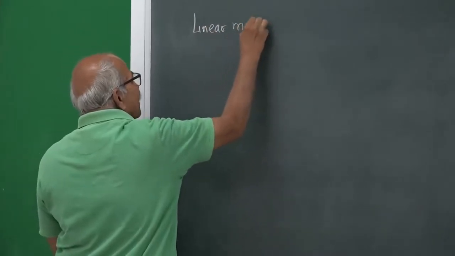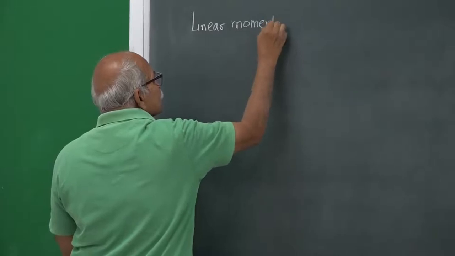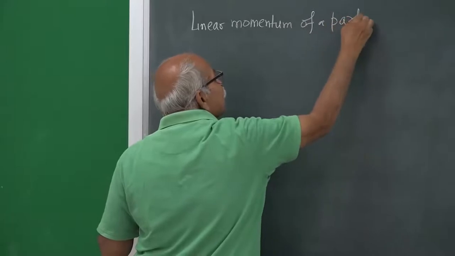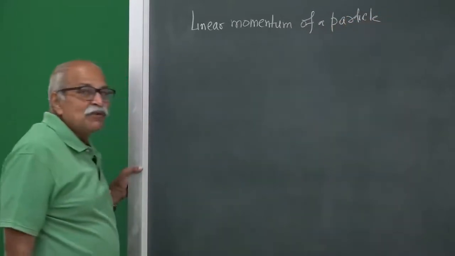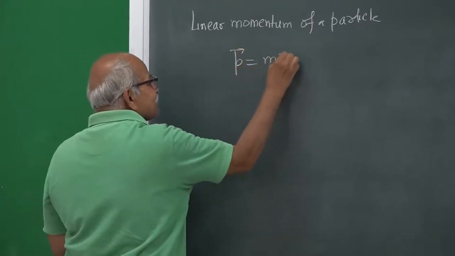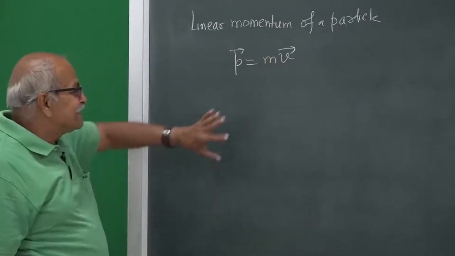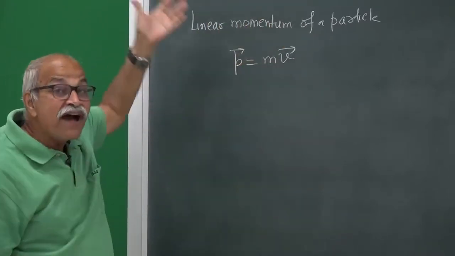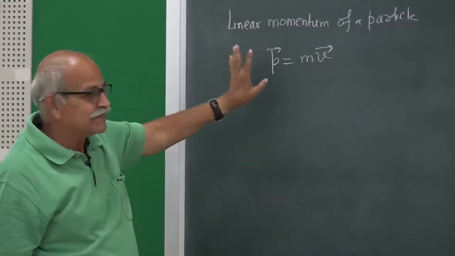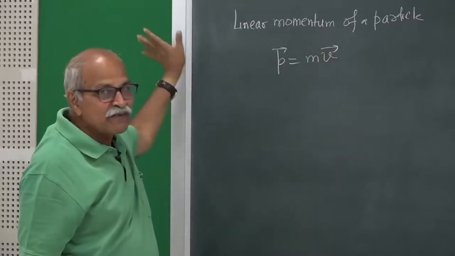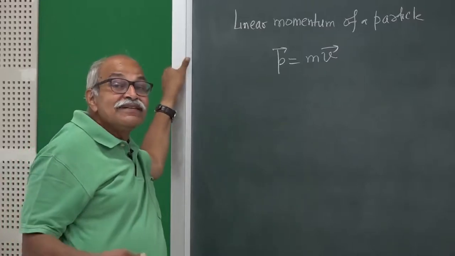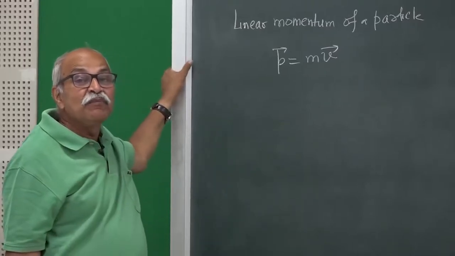Linear momentum. To start with, I will be talking of a single particle system. So linear momentum, and we define linear momentum as p is equal to mass times velocity. No fantasy, nothing special. This quantity is defined as linear momentum. It's by definition. This quantity is called linear momentum. Mass of the particle into velocity of the particle is called linear momentum of the particle.